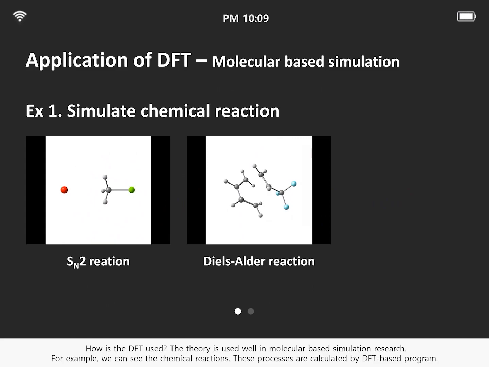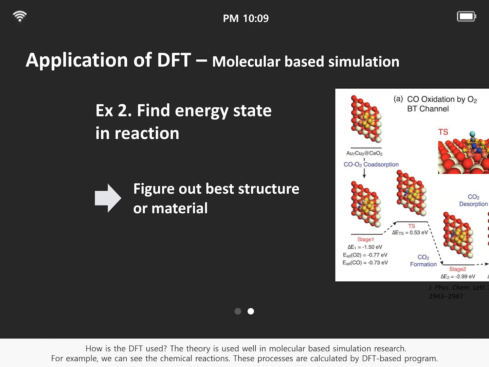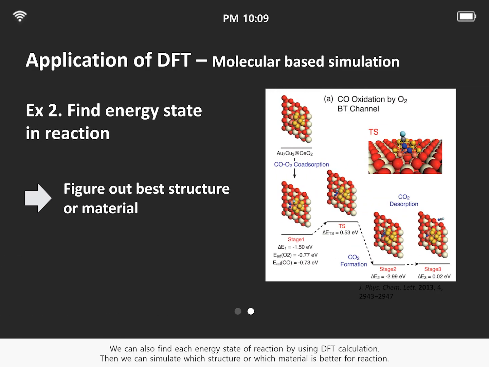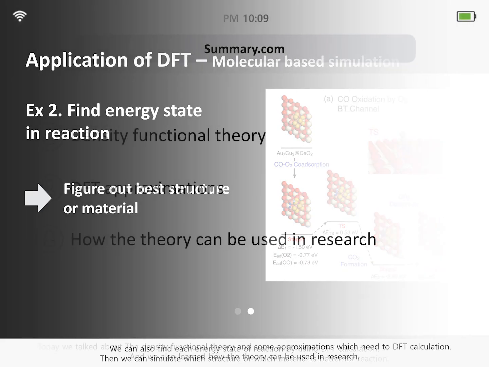Then, how is the DFT used? DFT is used well in molecular-based simulation research. For example, we can see the chemical reactions. This animation shows the processes of SN2 reaction and Diels-Alder reaction. These processes are calculated by DFT-based program. We can also find each energy state of reaction by using DFT calculation. Then, we can simulate which structure or which material is better for reaction.